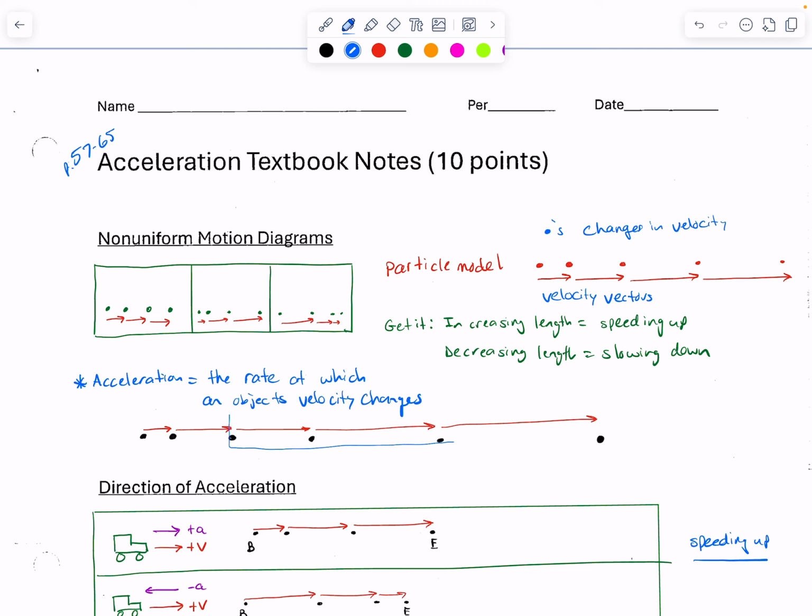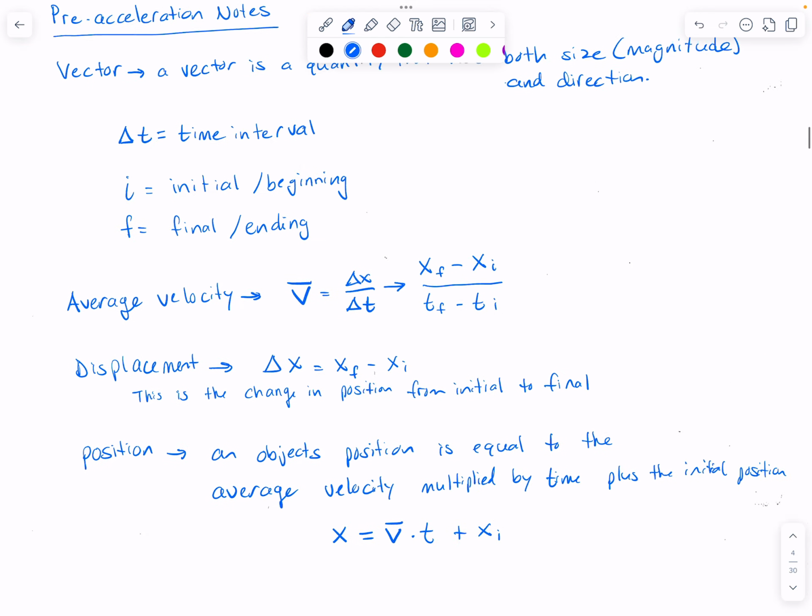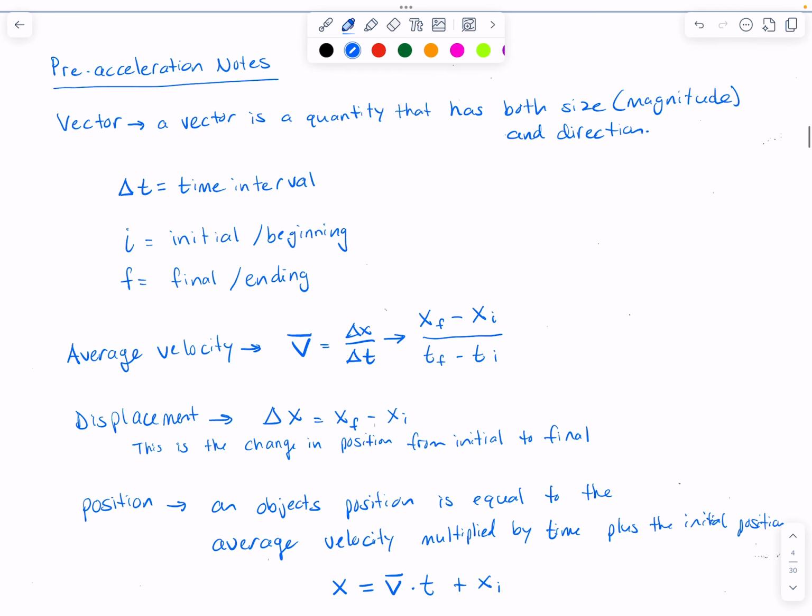Before we jump into a little recap on today's activity and even tomorrow's, just back up a few pages in your textbook, just to give you a few little notes here, things that came up a little bit, maybe some of your questions as well that you might have had that were probably in previous lessons that we didn't do this year. So first of all, some pre-acceleration notes.